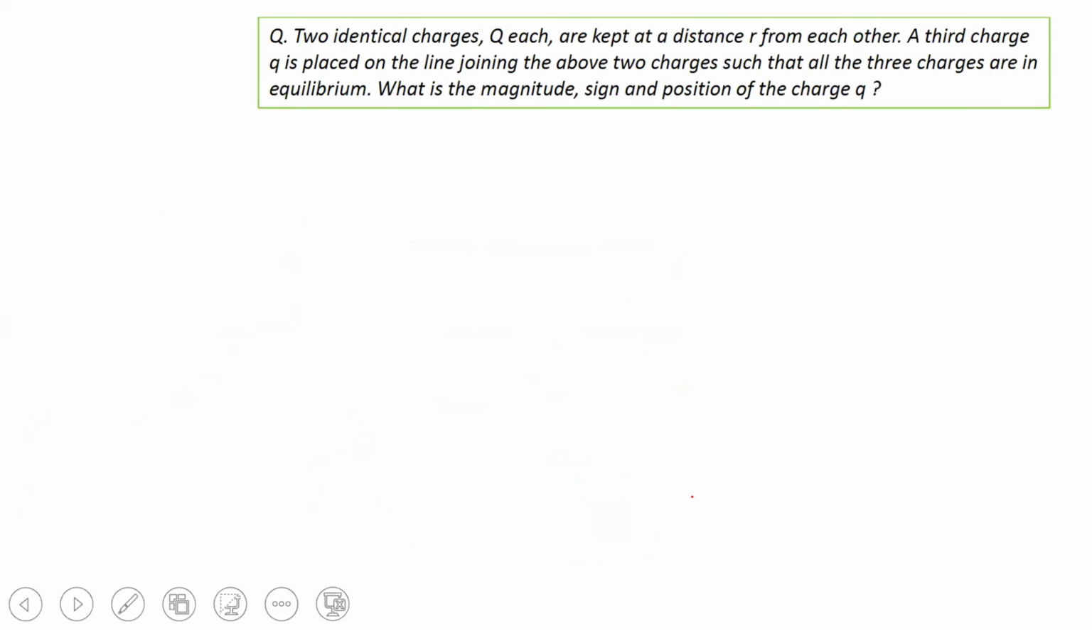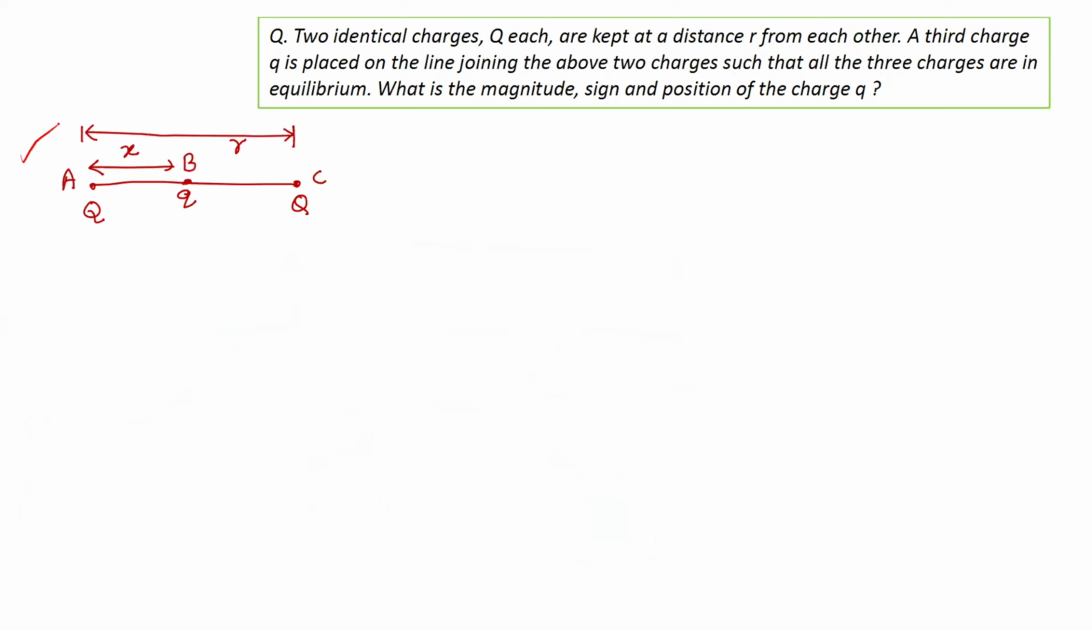This question says two identical charges Q each are kept at a distance r from each other. A third charge q is placed on the line joining the above two charges such that all the three charges are in equilibrium. What is the magnitude, sign, and position of charge q? See, this is the diagram which is showing the language of the question.